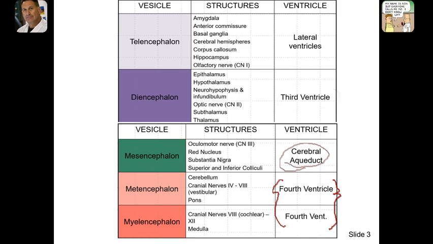Remember, specific structures are within these parts of the brain that were developmentally determined as listed in this slide. And this holds in the adult as well.